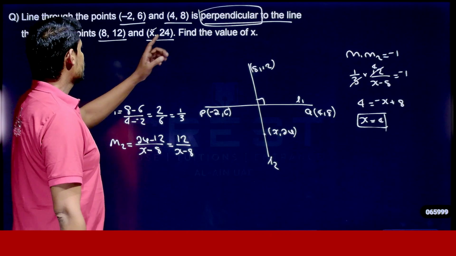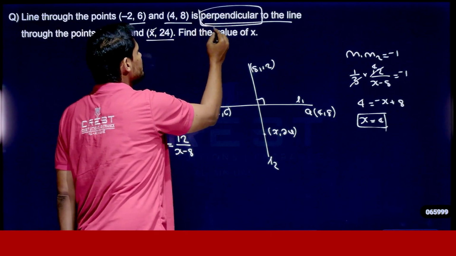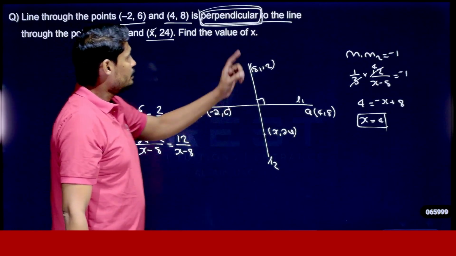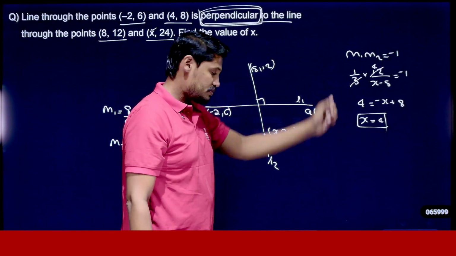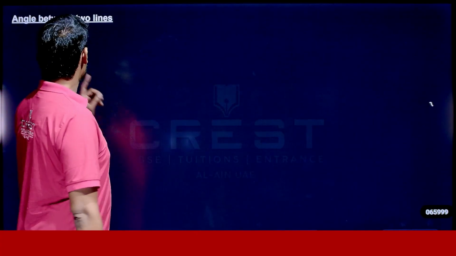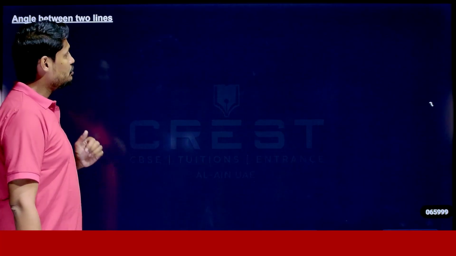So in this question we have a hint: one line is perpendicular to the other line. So you can apply this condition after finding their slopes. Now, what is the angle between two lines? What is the angle between two lines?